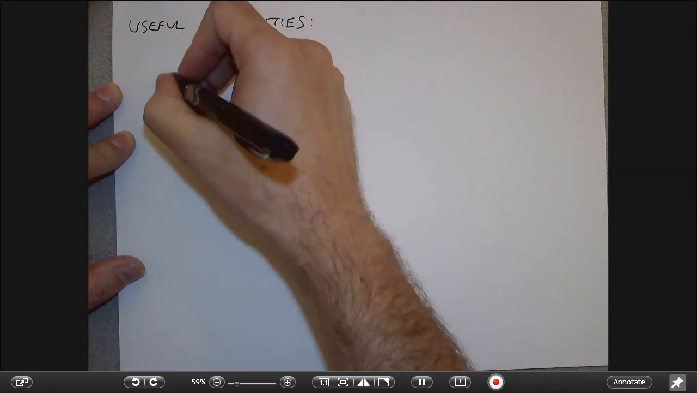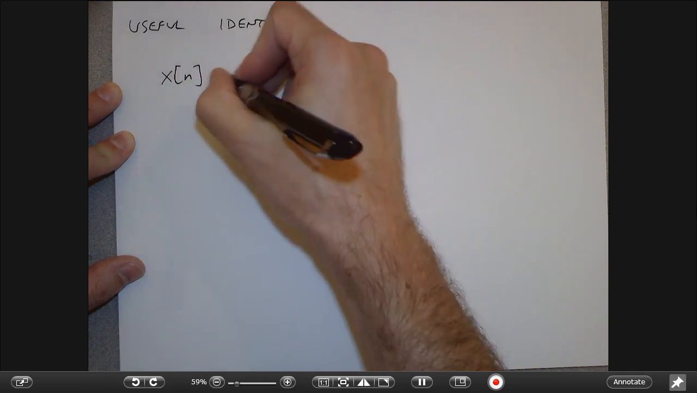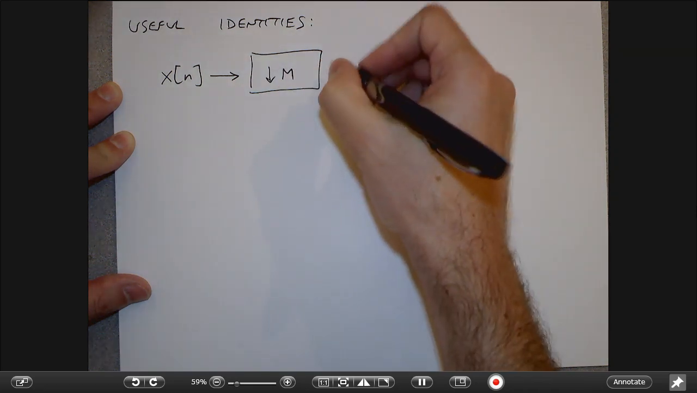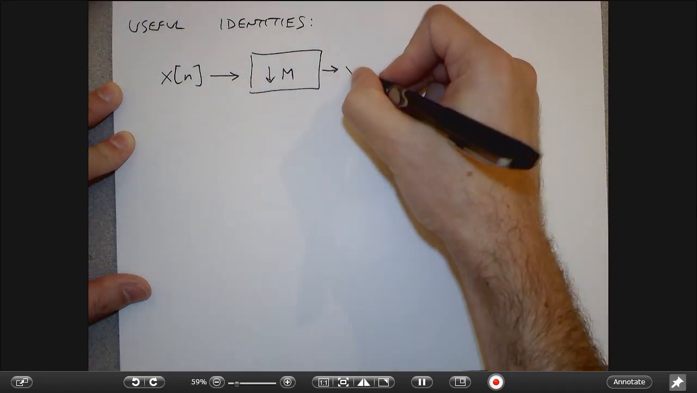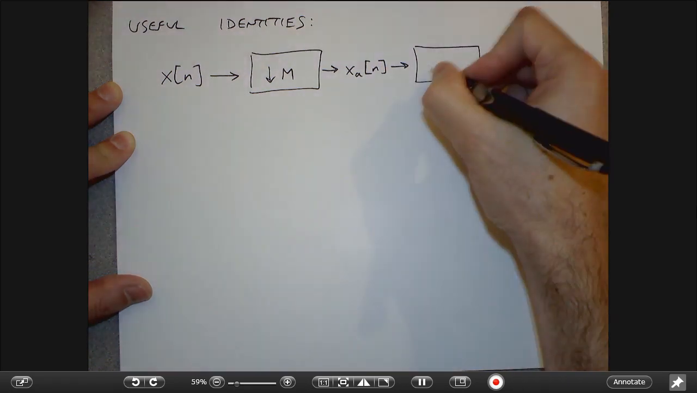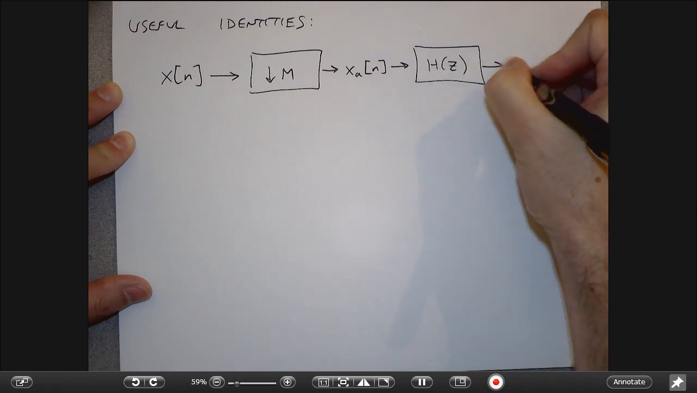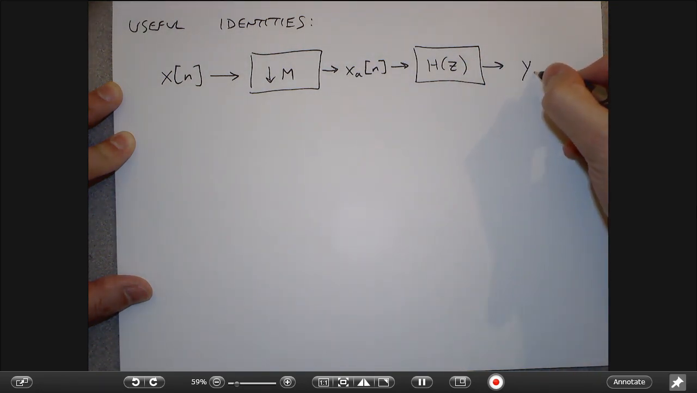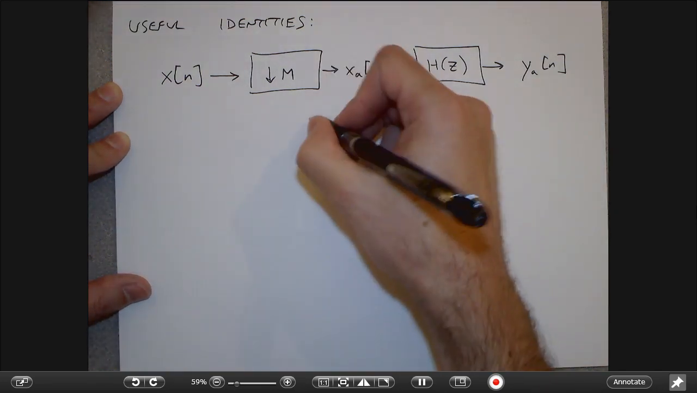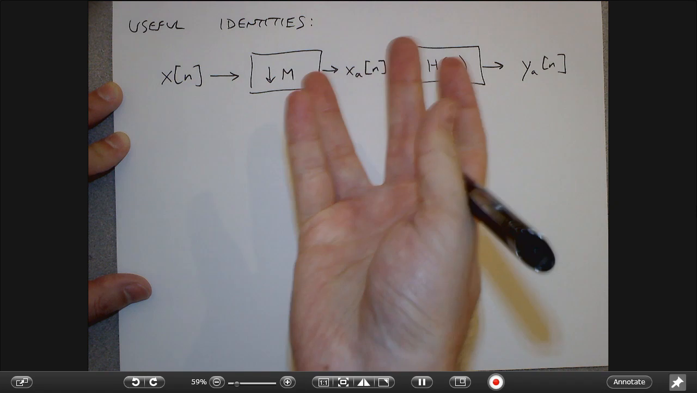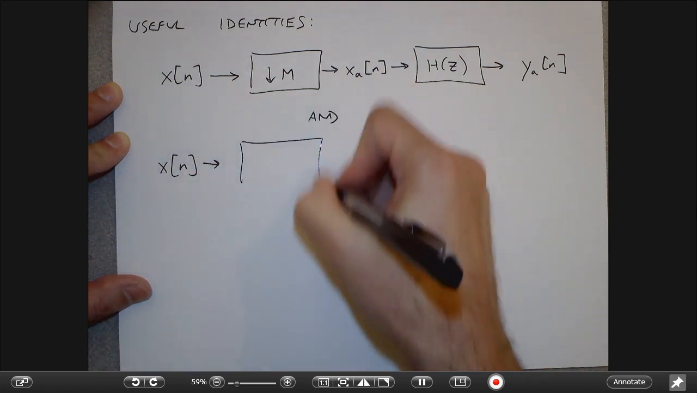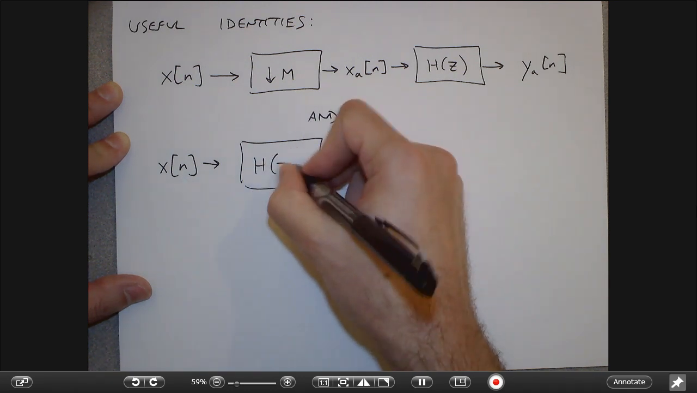So one is that if I have a system that looks like this, where first I downsample a signal, I get some values, and then I put that through some transfer function, and I get back some YA of n. It turns out that I can interchange this order in a certain way. And so let me write down what I mean.